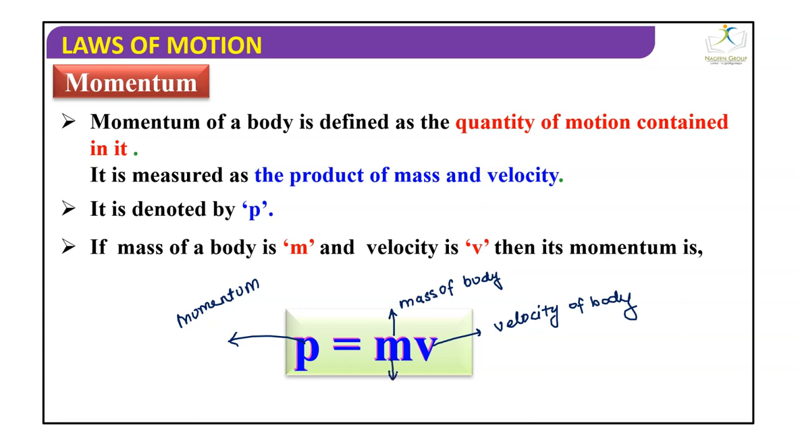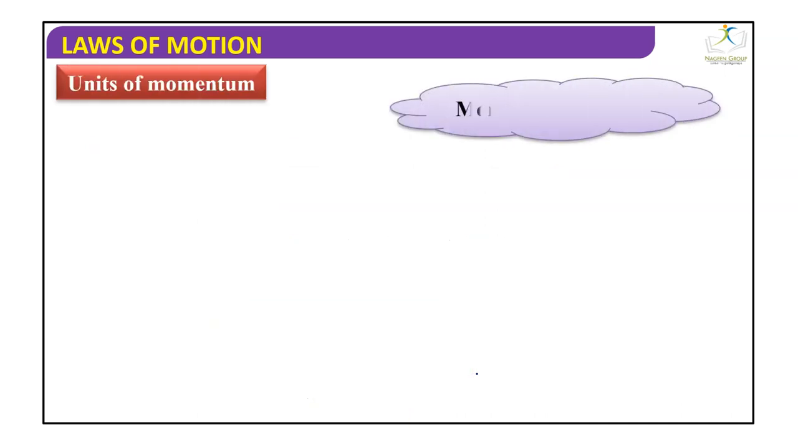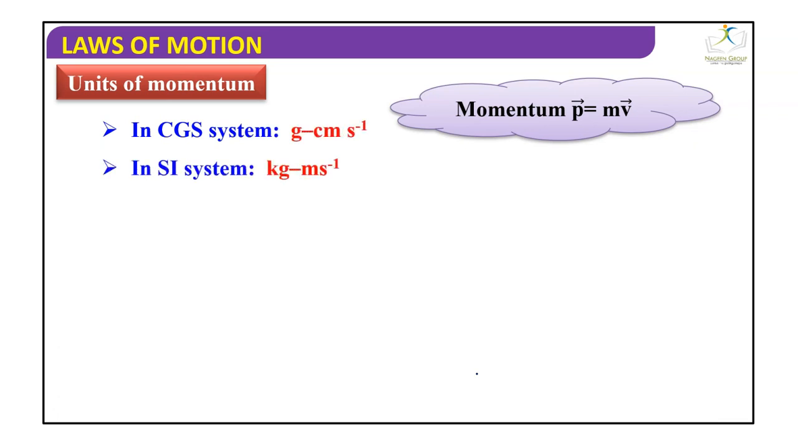Now, what is the unit of m? Kg. Velocity v, meter per second. So the unit of momentum you can write as kg meter per second also. We have another unit also. Clear? So we will move on. Unit of momentum: as we saw, momentum is a vector quantity, vector P equals m vector V. In CGS it is gram centimeter per second; in SI it is kilogram meter per second.